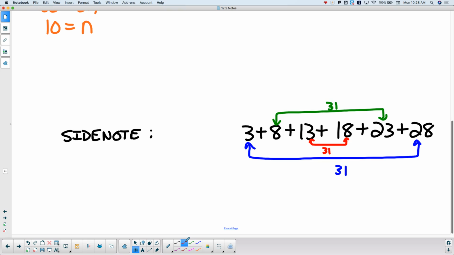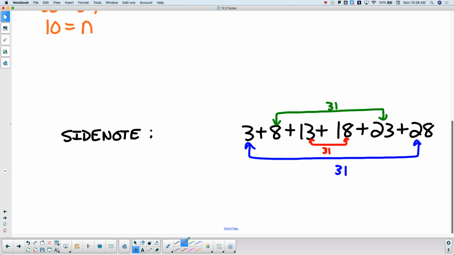So if I take the first term and the last term, add them together, then take the second term and the second to last term, add them together, third term, third to last term, and keep working until I get to the middle, those sums of those pairs are always going to be the same. And so you're taking 2 to get that sum. That's why we have to divide by 2. Total number of terms divided by 2.